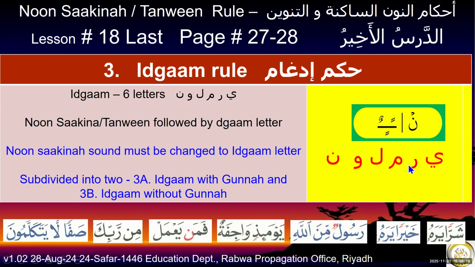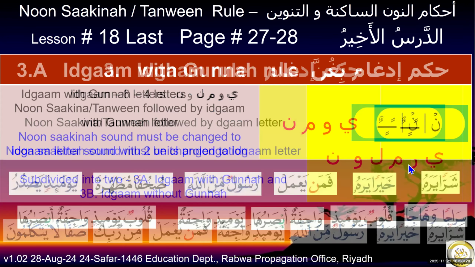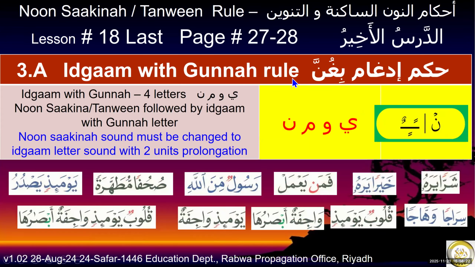Here again, it has been subdivided into 2 parts: idgham with gunna and idgham without gunna. The idgham with gunna has 4 letters: ya, waw, meem, noon. So tanween or noon sakina followed by any of these 4 letters, the rule is the same. The noon sound of the noon sakina or tanween has to be changed to the following idgham letter. But here you have to make the gunna. Gunna means 2 units prolongation.